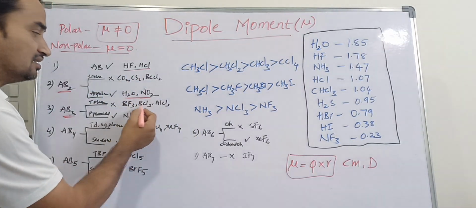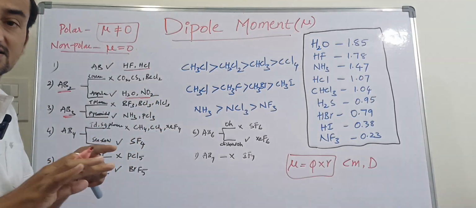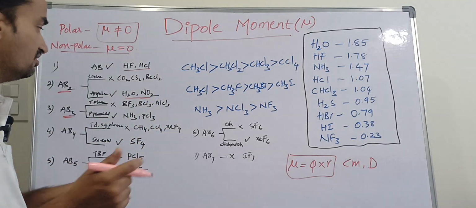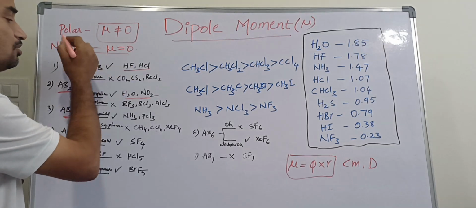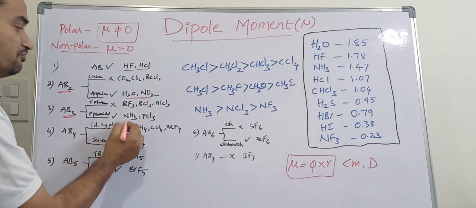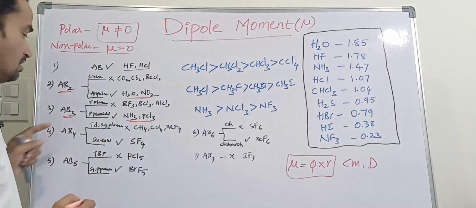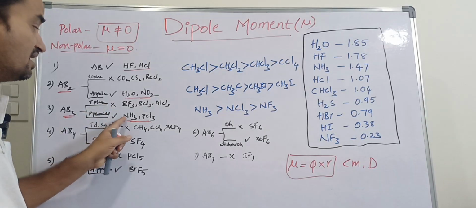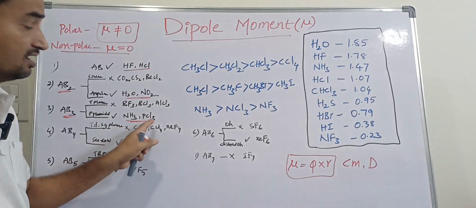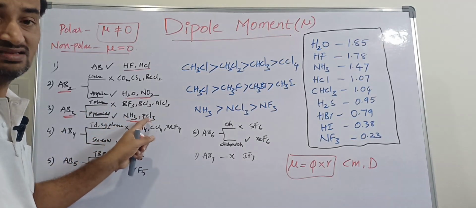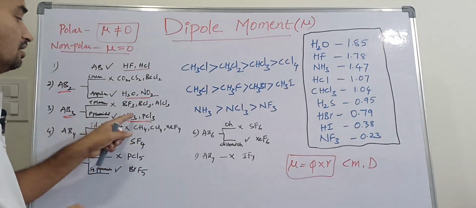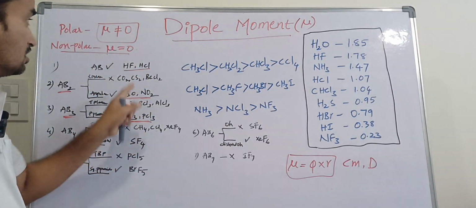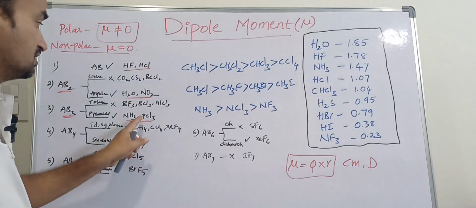So here, since they are planar, the net mu value is 0. Hence they are non-polar. Whereas in the case of pyramidal shape, they come under AB3 only, but they are in pyramid shape. NH3, you can take NF3, NCl3, PCl3, etc. They will possess a dipole moment. So here mu is not equal to 0.